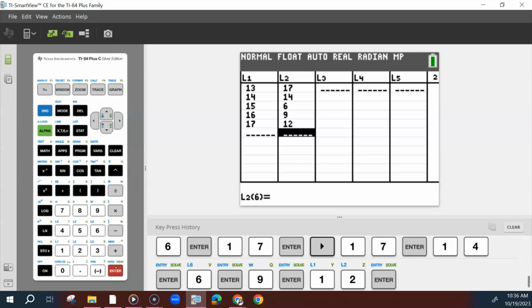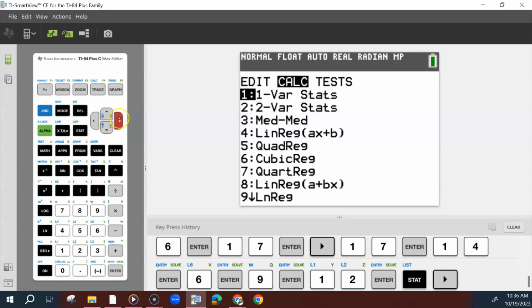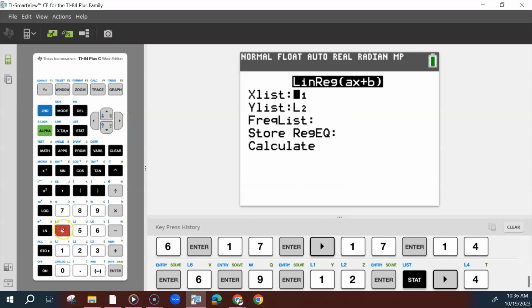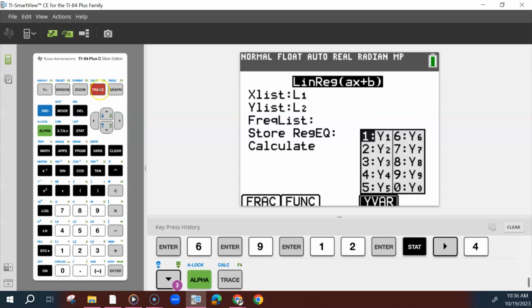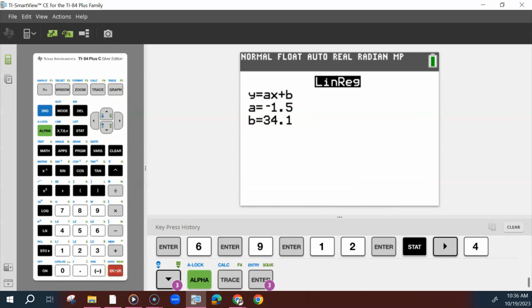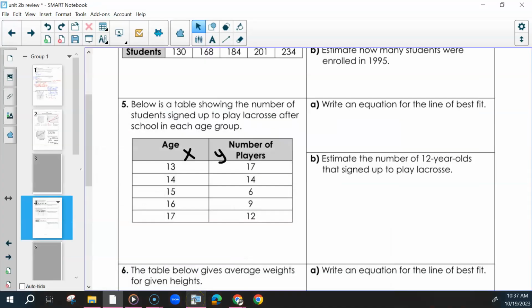Once you get those data points in, go back into stat, scroll over to calculate, number 4, scroll down to store regression equation. Make sure you're doing this or later the rest of your problem won't work. Alpha trace, hit enter 3 times. This will be our answer for part A, write the equation of the line of best fit. Y equals negative 1.5x plus 34.1.